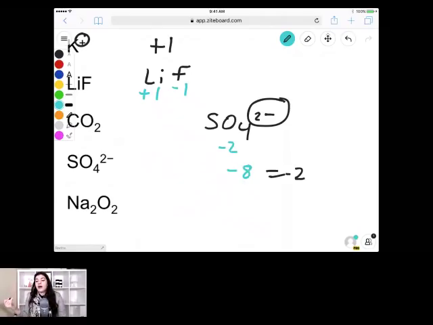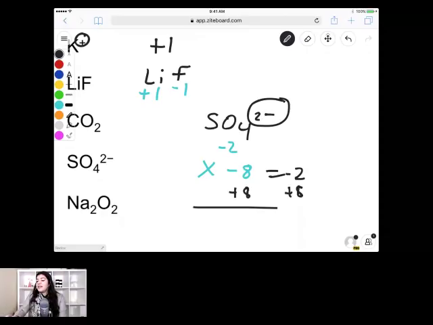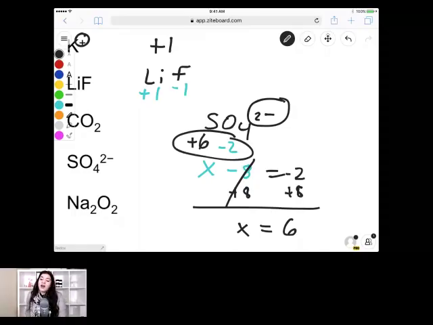And now I'm trying to figure out what sulfur would be. So I'm going to label that as just X. I don't know what that is. So we have X - 8 gives us -2. Let's solve this algebraically by adding 8 to the opposite side. These cancel. X is now equal to 6, because we have 8 - 2, essentially. So sulfur had to have been a +6 oxidation number. And right then and there, I see that my oxidation numbers are +6 for sulfur and -2 for oxygen.